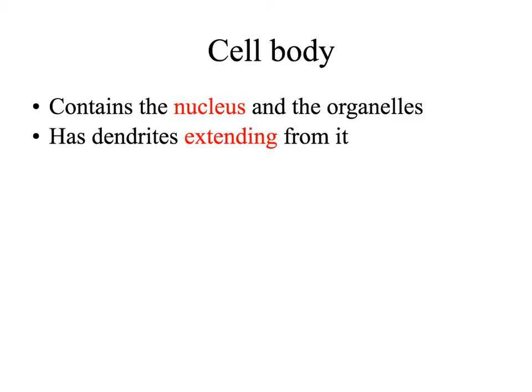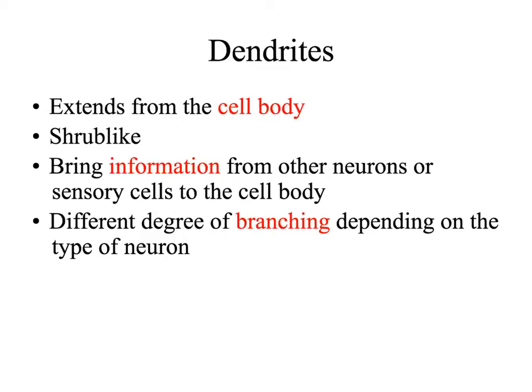All right, the cell body is first. The cell body is like the cell. It contains the nucleus and all the different organelles. But when you usually see a diagram of the cell body, you're not going to be able to see any organelles except the nucleus. The cell body has dendrites extending from it, which we will see what that is in a minute.